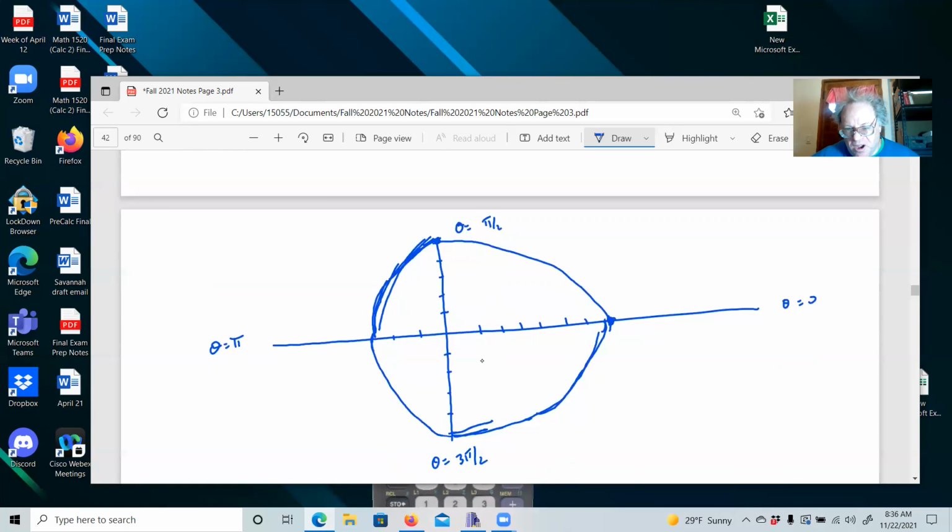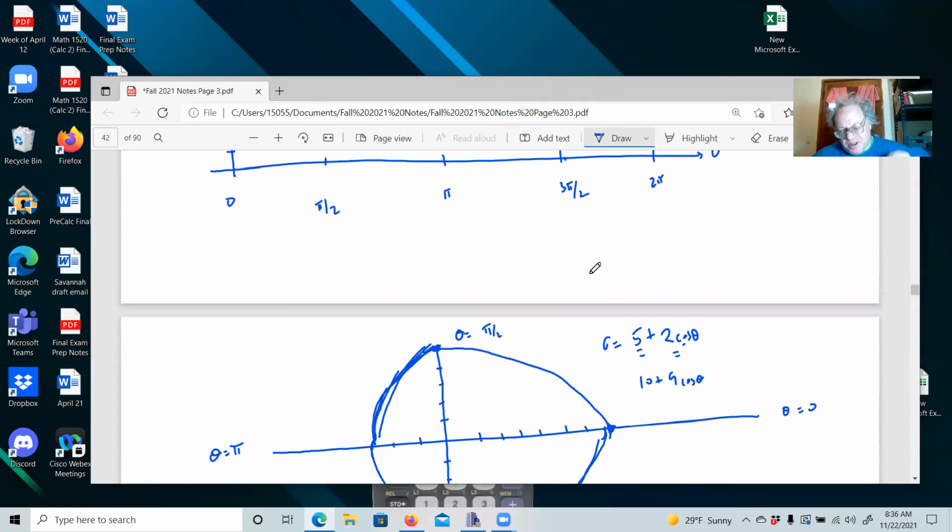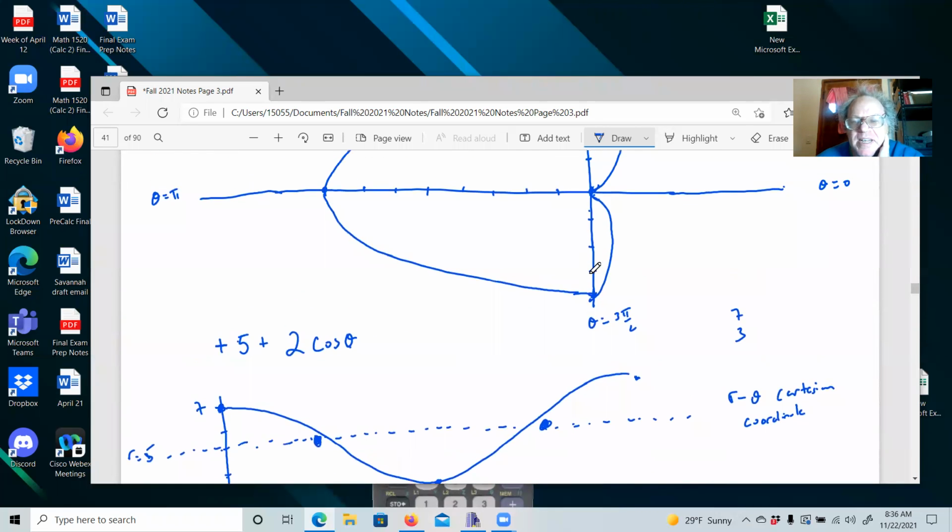But this would be r equals 5 plus 2 cosine theta. You want to make the 5 and the 2, this number and this number, very close together. So if I did like 10 plus 9 cosine theta, there would be a much more pronounced dimple when we do that. So be on the lookout for that. But there we have it.